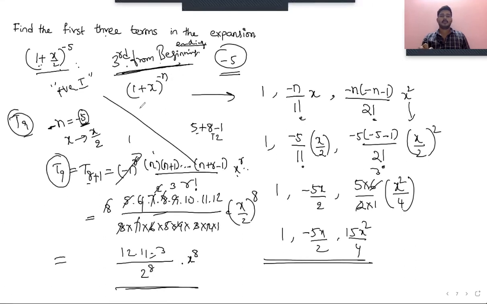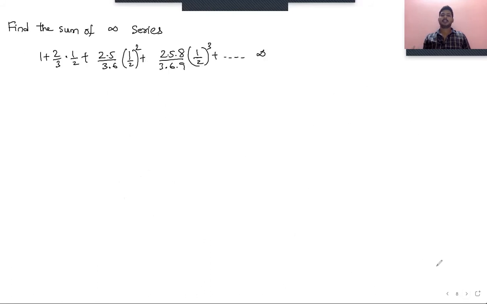Okay, so for that you have to follow this. You have to write the general formula, and then in place of n, x and r, you have to substitute according to the given question. And as for the first 3 terms, these are the first 3 terms. And next, this is one of the critical and important models that will be asked even in competitive exams also.